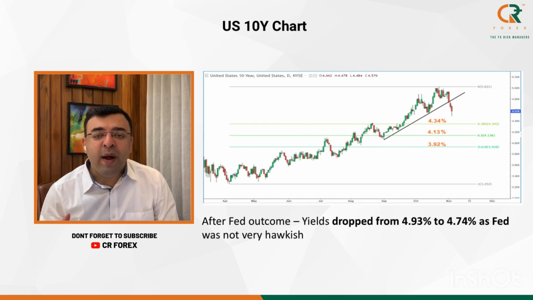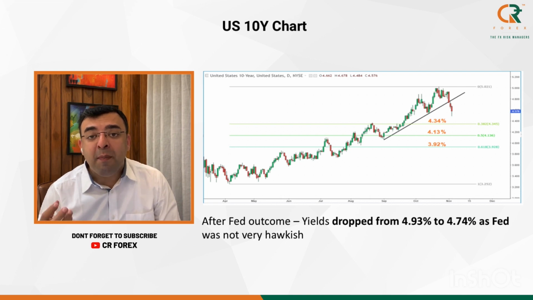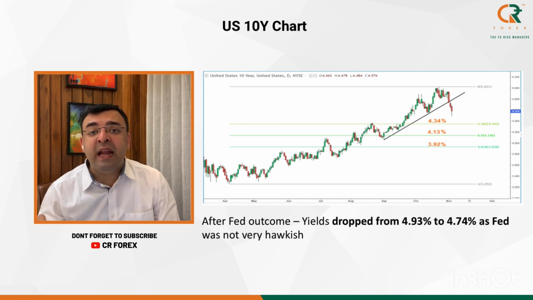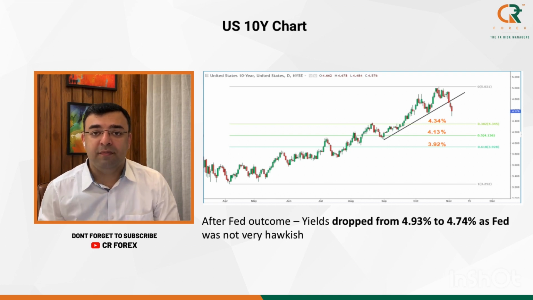Now let us understand why the 10-year US bond yield has fallen. After the Fed meeting, the market has drawn a conclusion that the US is not going to increase the interest rate aggressively, because of which the 10-year US yield has fallen. If the yields are falling, it is giving you an early indication that the dollar rally is going to stop.